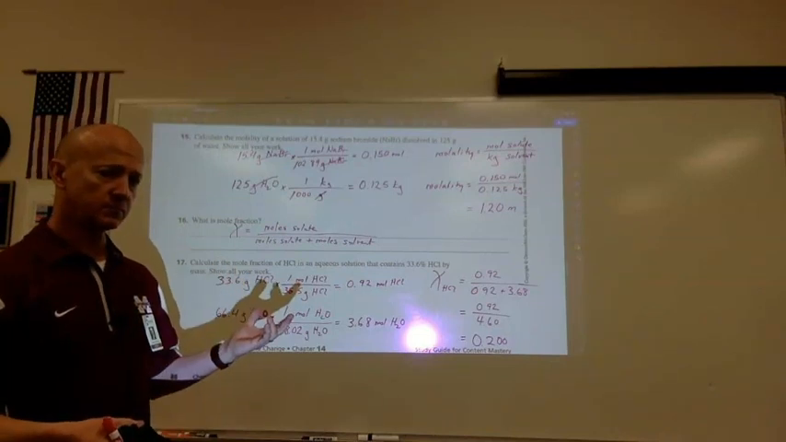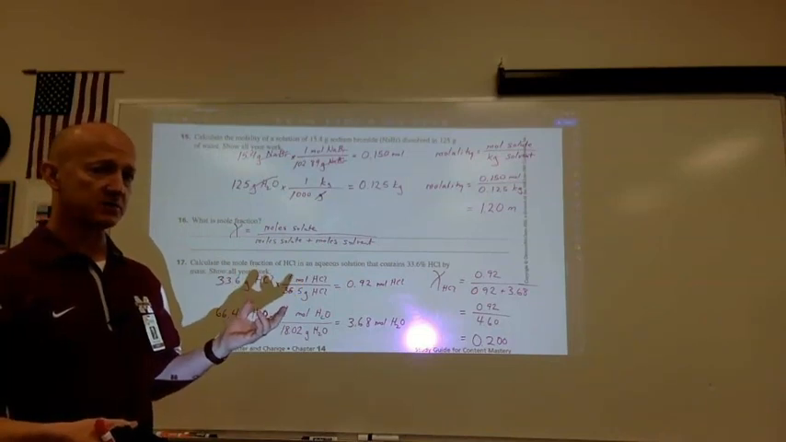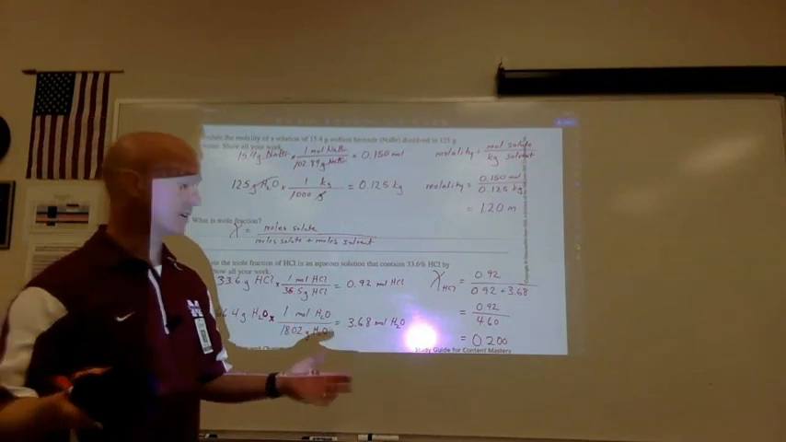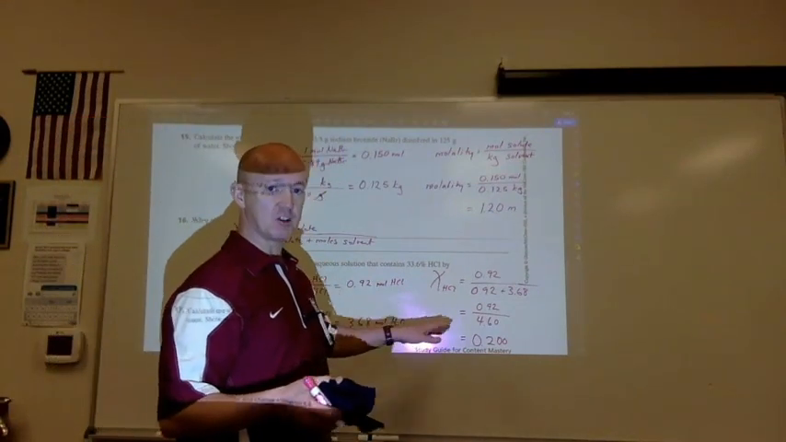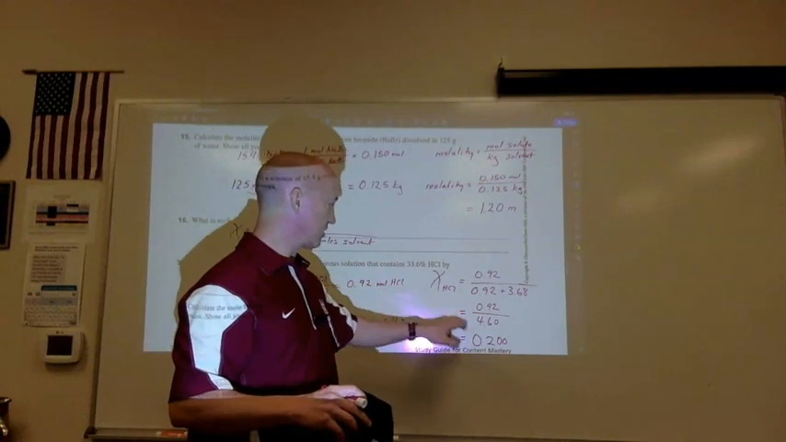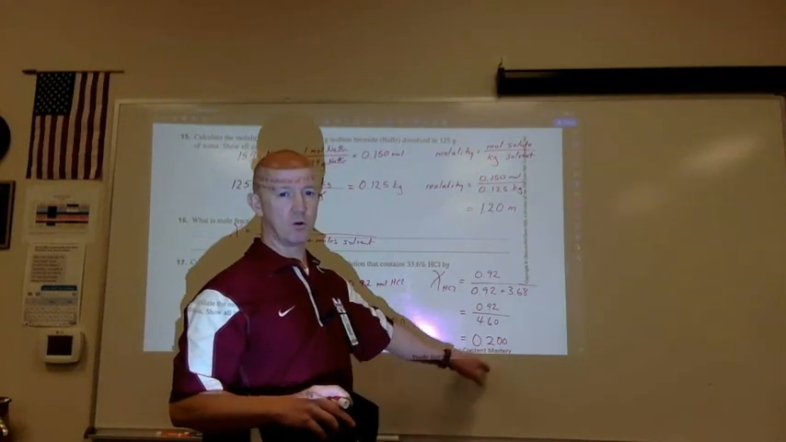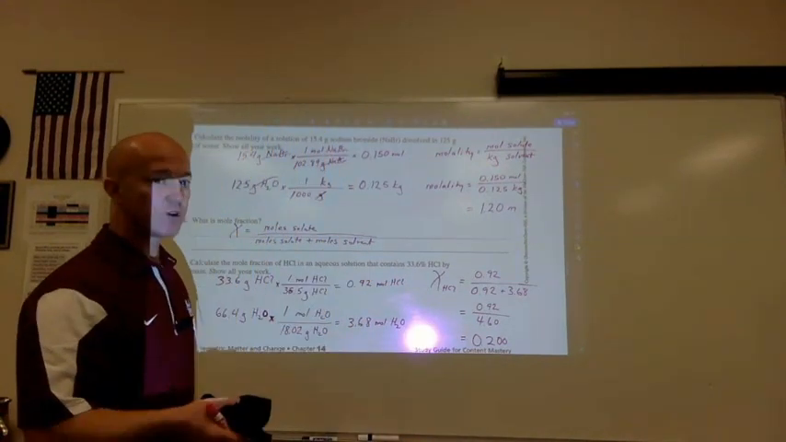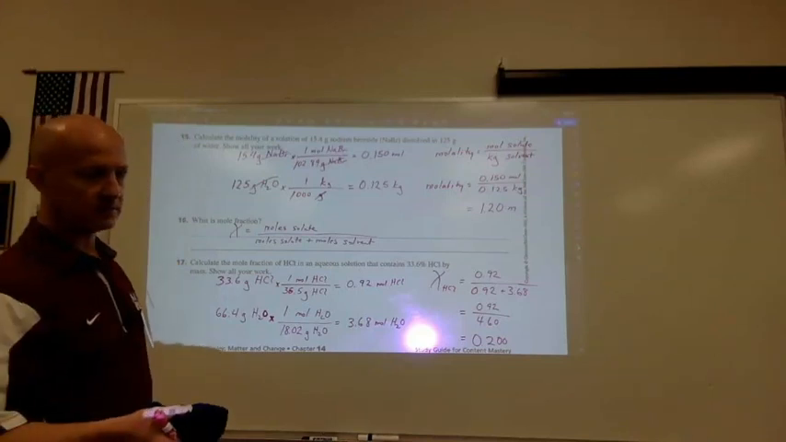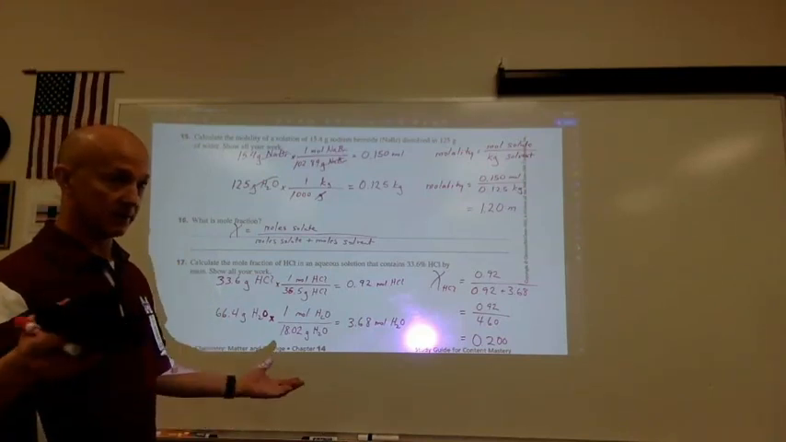And what's the mole fraction of water in this case? It's 0.8, isn't it? Because it's a fraction of the whole. If this represents 0.2 of our whole, then water must be the rest. 0.8. 0.2 and 0.8 give us 1.